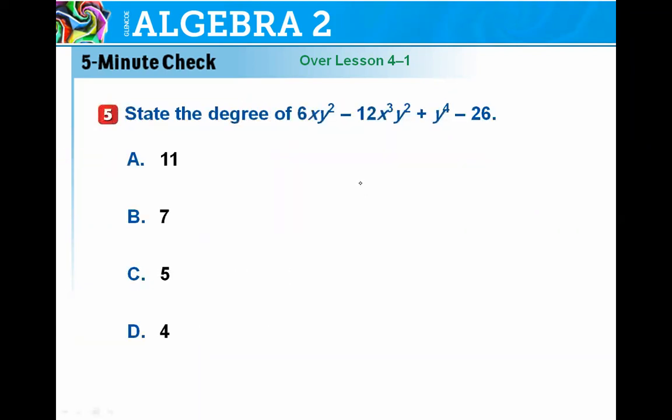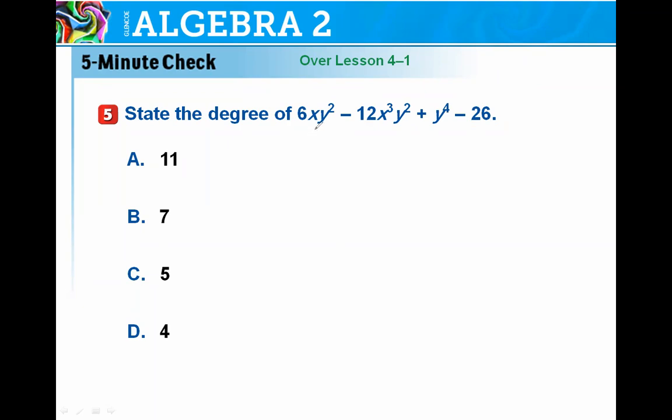For number 5, we need to state the degree. Naif, the degree of this expression, please. We will add the 3 plus 2, so we will get 5. So the degree is 5.